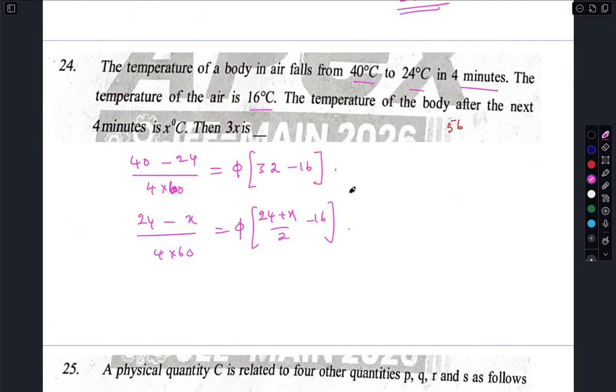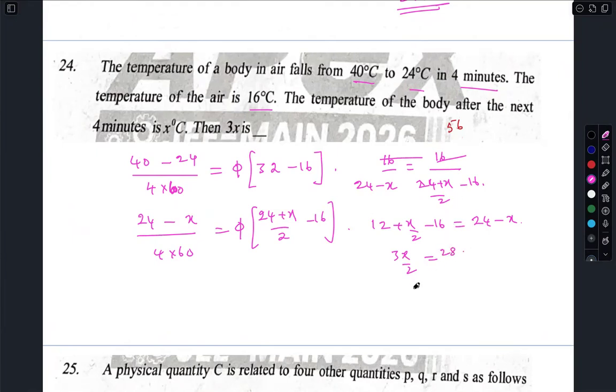Right. Ratio: 40 minus 24 is 16, by 24 minus x. 32 minus 16 is 16, by 24 plus x by 2 minus 16. Cancel. So 12 plus x by 2 minus 16 is 24 minus x. Either way, 3x by 2 is 24 plus 16 minus 12.